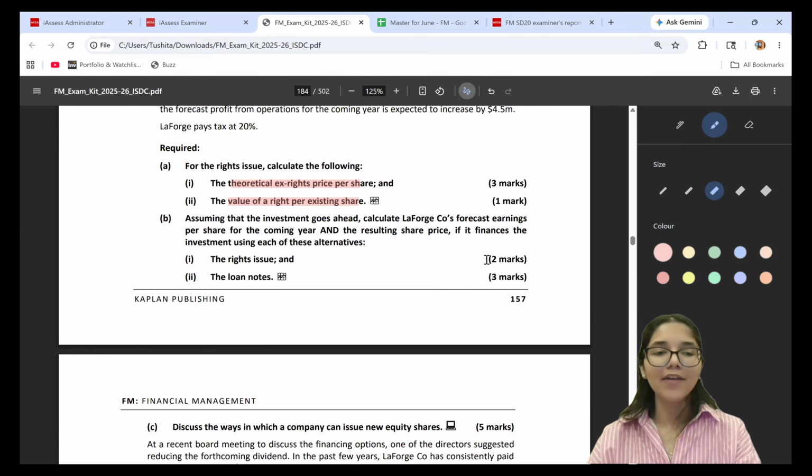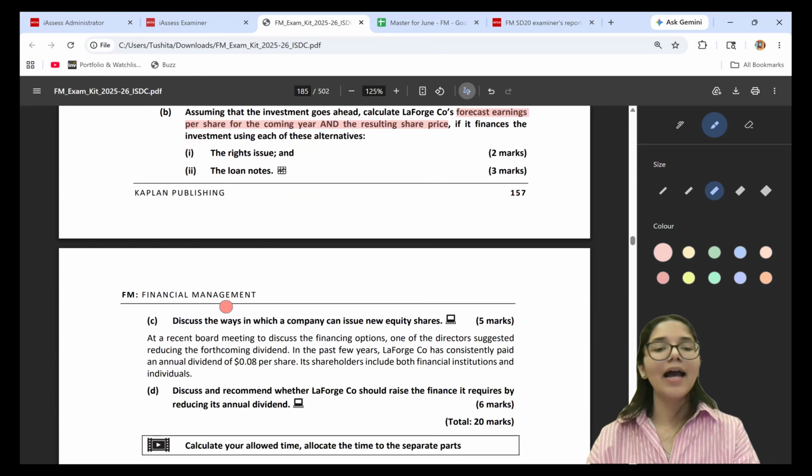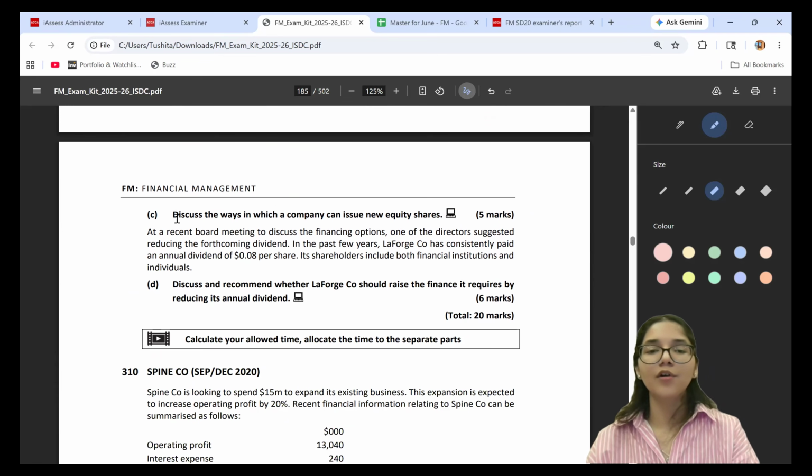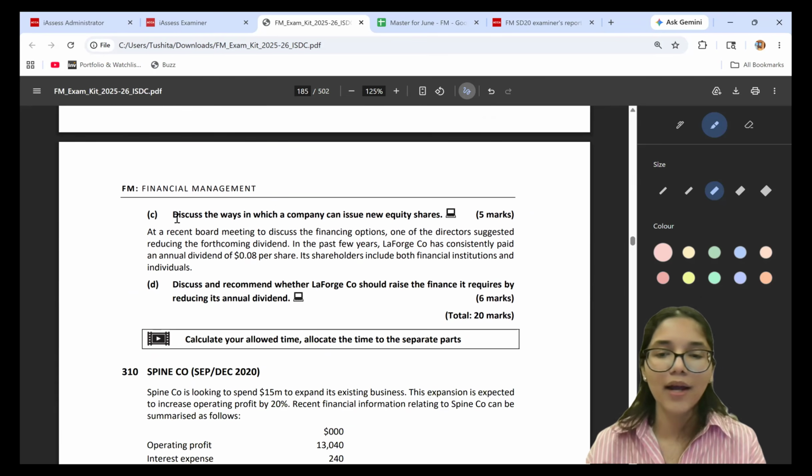Then another 5 marks are available in part B, where I have to assume that the investment goes ahead. Calculate LaForge Company's forecast earning per share for the coming year and the resulting share price, if the financing is done using, for the first part, the rights issue, and second part, the loan notes. Thirdly, I have to discuss the ways in which a company can issue new equity shares. So this is a purely theoretical discussion based requirement.